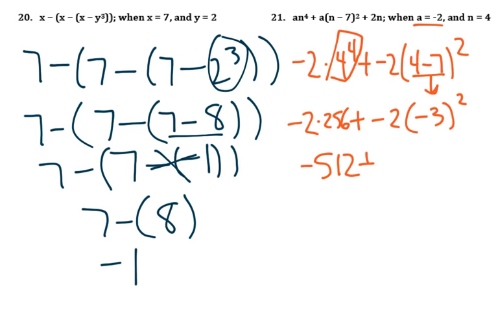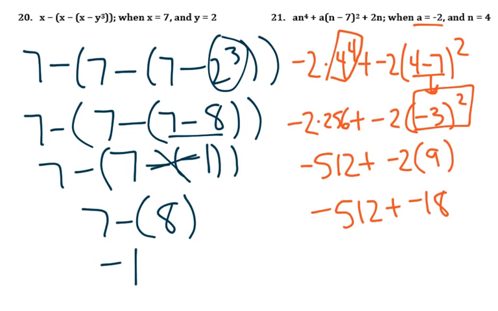Negative 512 plus a negative 2 times, now negative 3 squared would be a positive 9. Negative 2 times that positive 9 would be a negative 18. Negative 512 plus negative 18 would be negative 530. And there we have it. All that good work done, and we are ready to rock and roll.